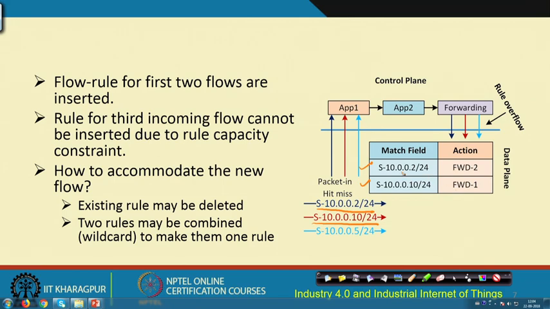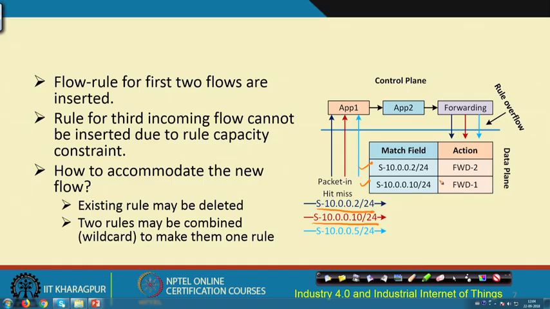So, if certain traffic comes next, what is going to happen is this matching is going to be done with this particular flow rule, and if the matching happens, then the corresponding action that is specified against these flow rules is going to be taken.